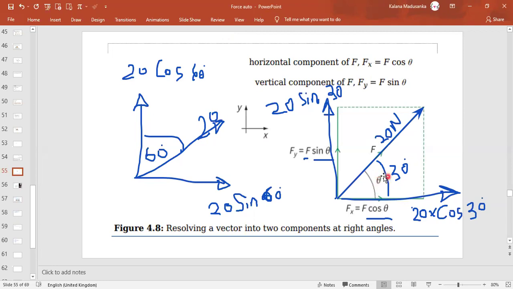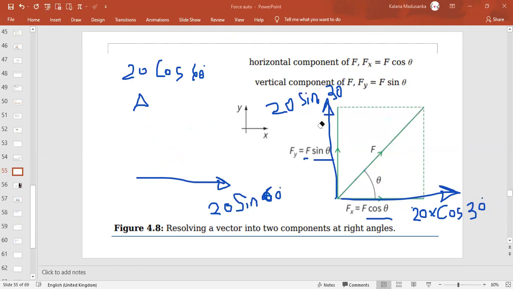Whatever side the angle lies on, you have to apply it as a cos. That is the thing you have to remember here. Then once you resolve this one, you can forget about this force, because we can use these vertical and horizontal forces to do any calculation.